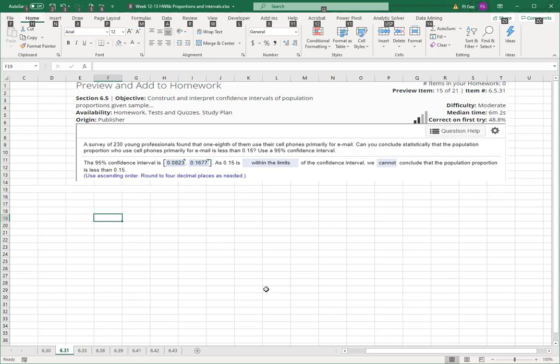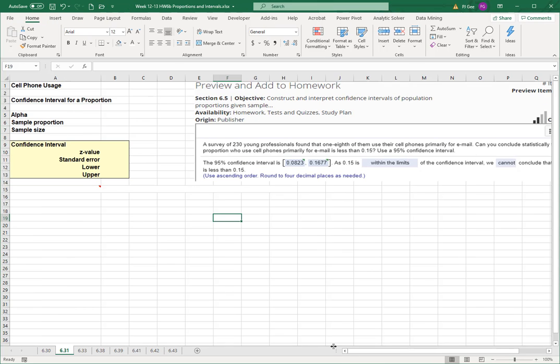Okay, so now we have problem 631, and this is a proportion problem. We're going to calculate the error differently. The standard error that we're going to use is calculated differently. We did one like this in class. So, a confidence interval for a proportion.